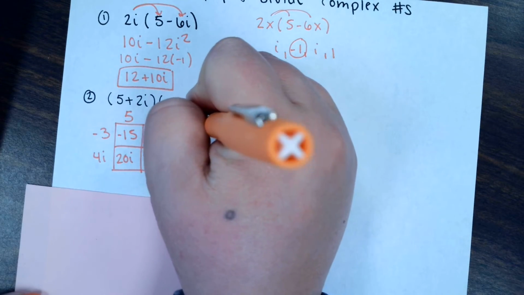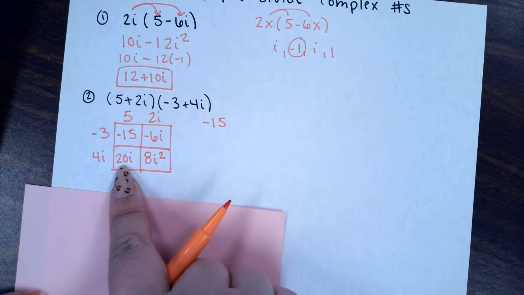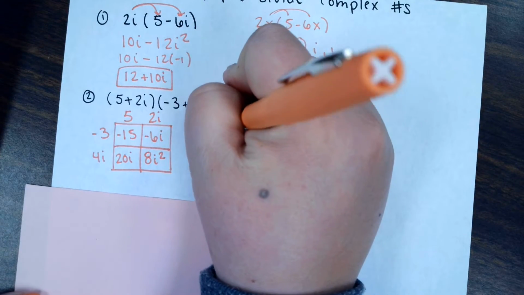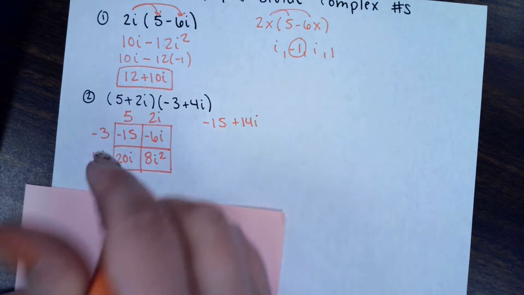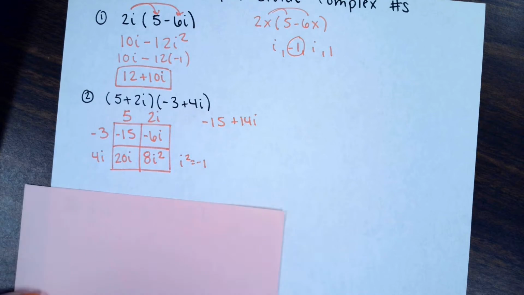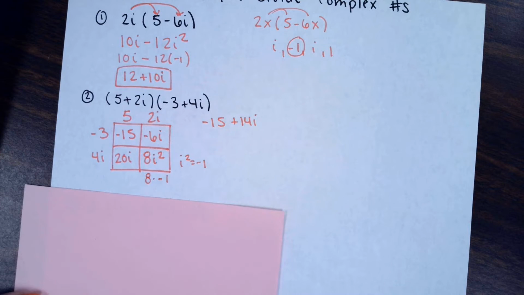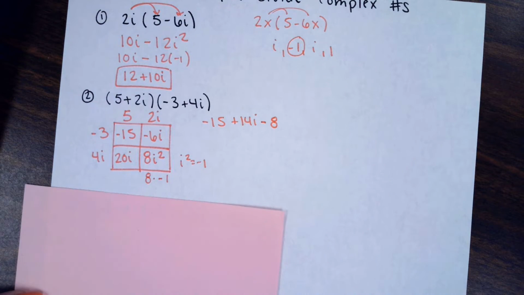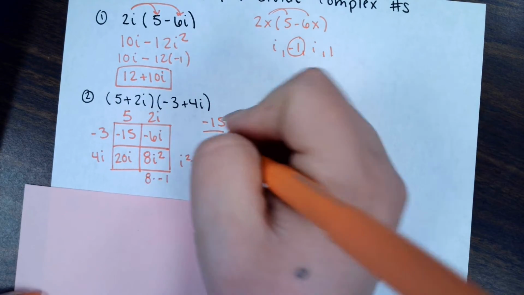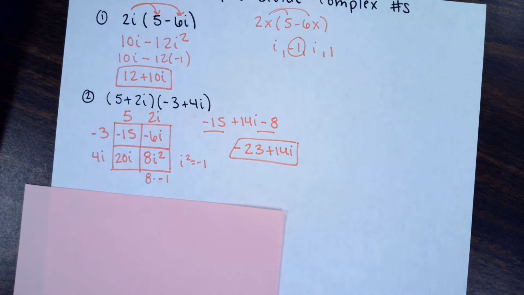So let's rewrite all of our terms. Negative 15. We have like terms here because they both have an i. So 20i plus negative 6i gives us 14i. And then 8i squared, if i squared is just negative 1, really this is 8 times negative 1. So that is minus 8. Then combine like terms, we have negative 15 and negative 8. That gives us negative 23 plus 14i. And that is your final answer there.